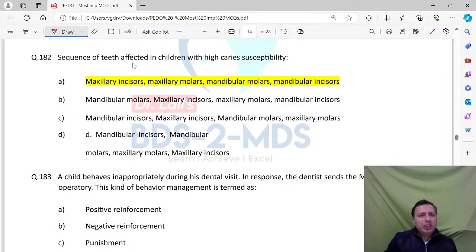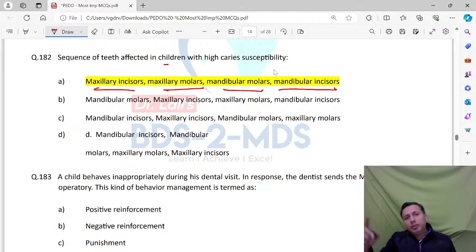Next question is the sequence of teeth affected in children with high caries susceptibility. Again, they are asking the same order that we have just discussed. Here they have mentioned few teeth. They have not mentioned the canines. They have only mentioned the incisors. So the first teeth are the maxillary incisors, maxillary molars, followed by mandibular molars, and the last is the mandibular incisors. Then the term is said to be rampant caries. If the mandibular incisors are not involved, then we call it early childhood caries.